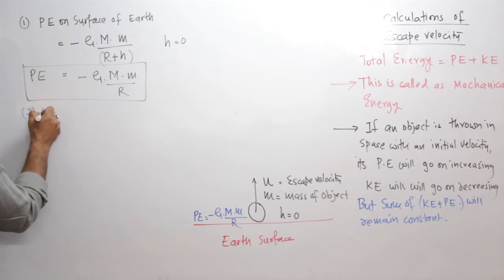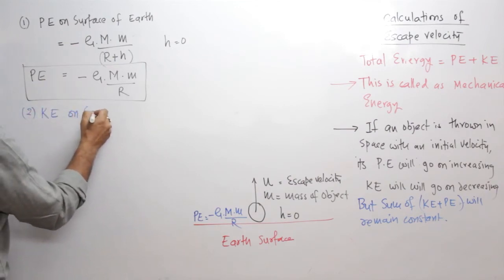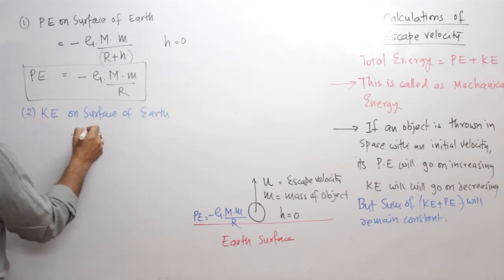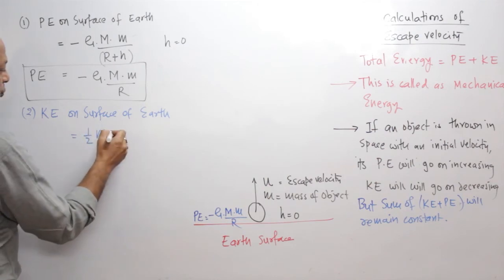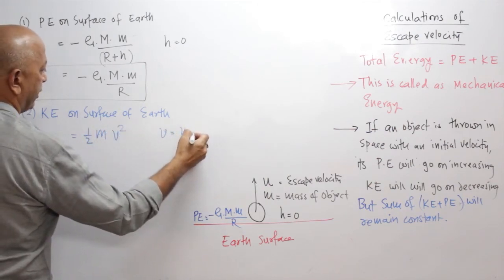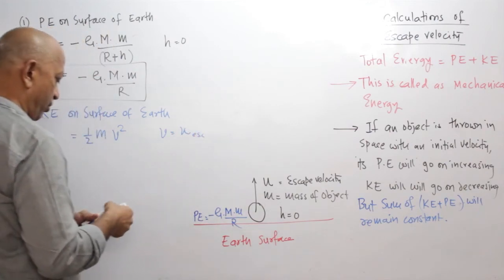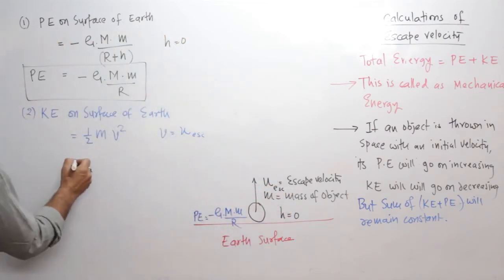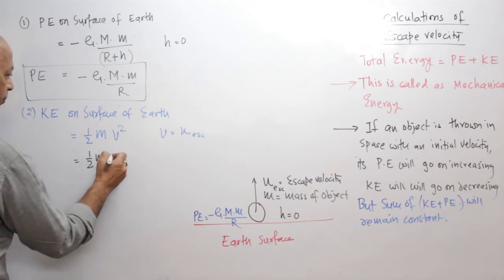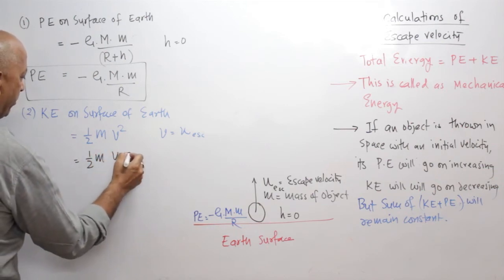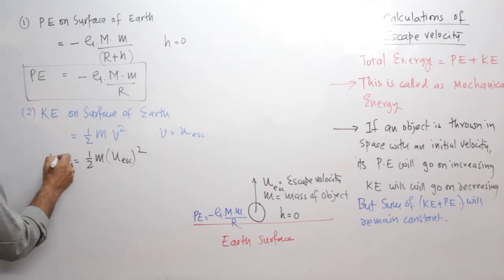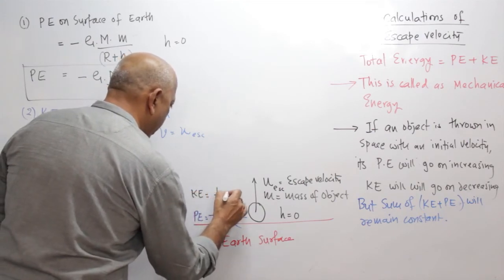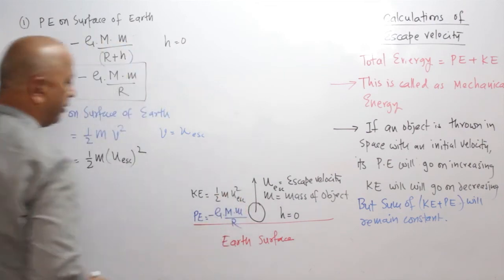Second, K on the surface of Earth. K is given as 1/2 m v square, and again v is equal to u escape. So this is equal to 1/2 m u escape square. So what is the K here? 1/2 m u escape square.